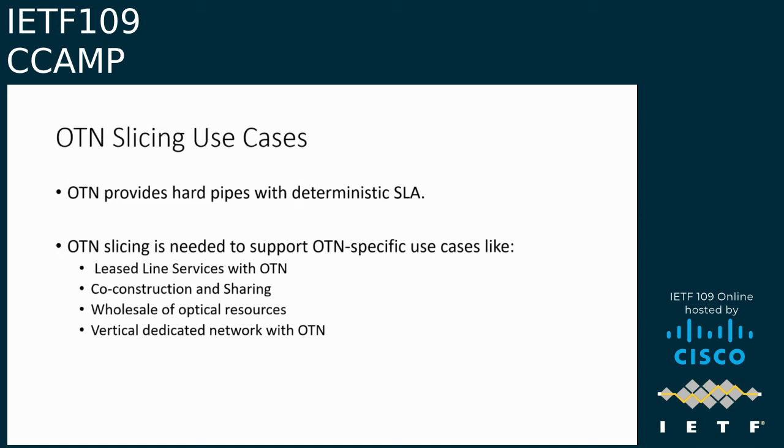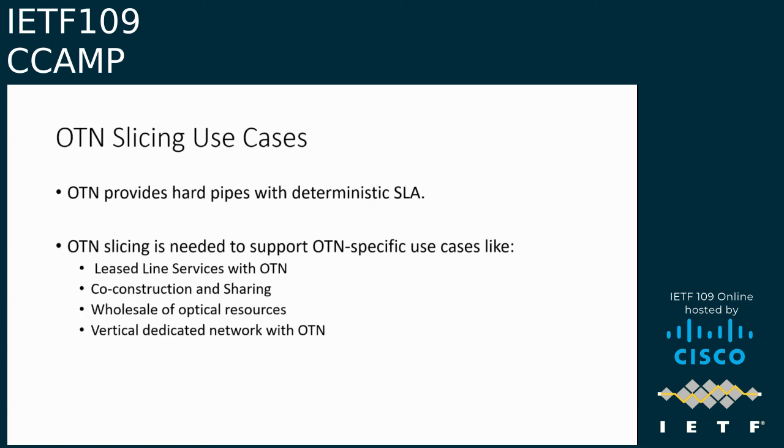Second use case is co-construction and sharing of OTN network, where multiple service providers can build the same OTN network in order to save cost. And each of the service providers in this case shares and uses network resources, and their resources are isolated from each other. In the third use case, we have a wholesale of optical resources, where one service provider serves as an OTN wholesaler to provide OTN network resources to another service provider. And the other service provider would expect to be able to use the purchased network resources just like they are self-constructed.